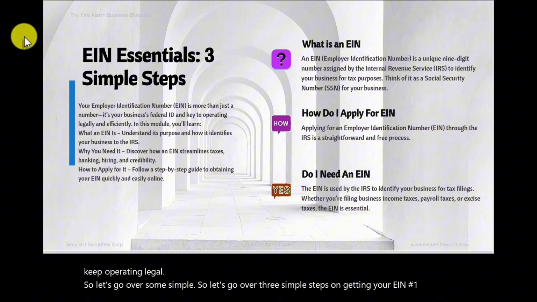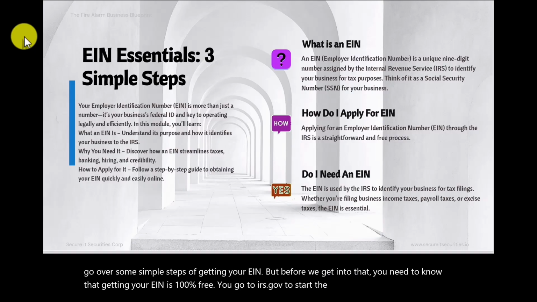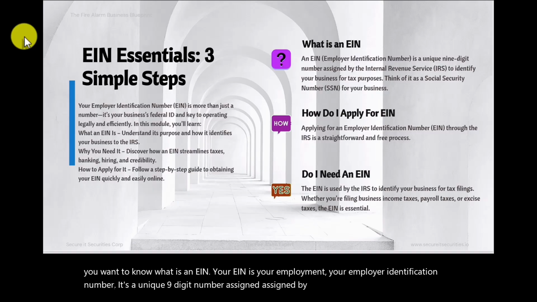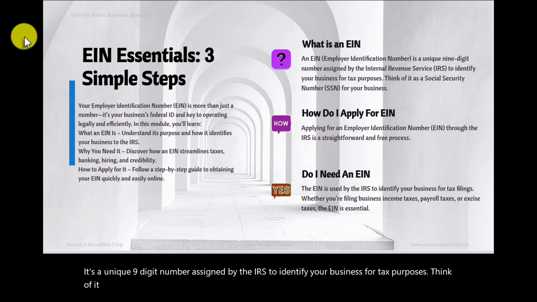So let's go over some simple steps of getting your EIN. But before we get into that, you need to know that getting your EIN is 100% free. Go to IRS.gov to start the application. So the first thing is you want to know what is an EIN. Your EIN is your employer identification number. It's a unique 9-digit number assigned by the IRS to identify your business for tax purposes. Think of it as your social security number for the business.